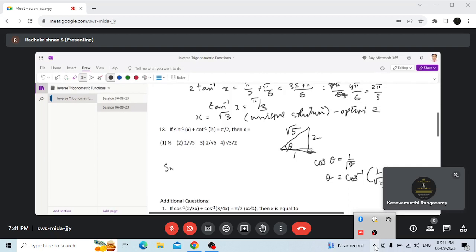So sin inverse of x plus cos inverse of 1/√5 equal to pi/2. We know that sin inverse of x plus cos inverse of x is pi/2. So therefore, this x has to be 1/√5. Is that what you got? Yes, sir. Okay, good. Which is your option 2.